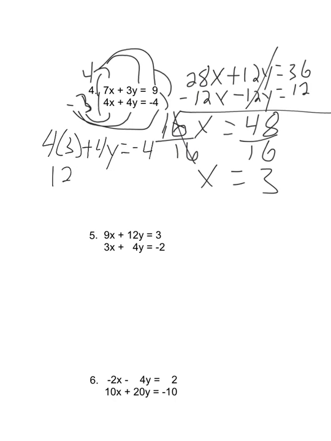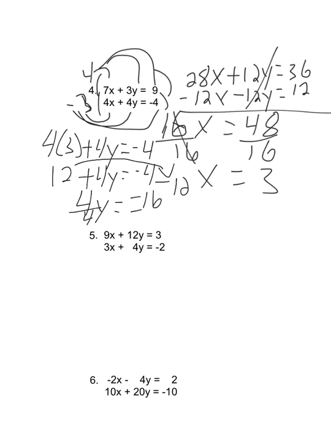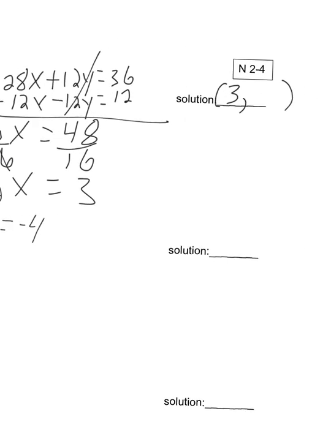4 times 3 is 12, plus 4y equals negative 4. Take that 12 across, so we minus 12. 4y equals negative 16. Divide by 4. And we get our final answer, which is y equals negative 4. Plug that back into our solution set. And we have our solution, which is 3, negative 4.